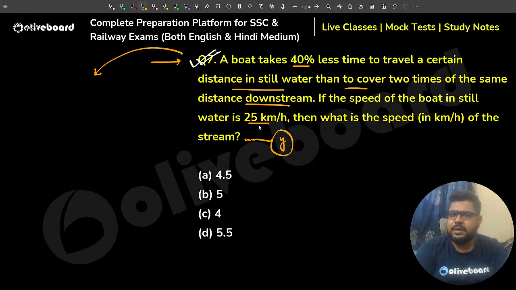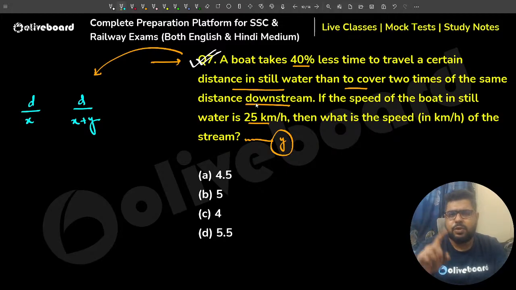Sir, again, if you don't want to use the conceptual shortcuts, you can say d by x, and d by downstream speed, or rather I can write x plus y. D is the certain distance. It takes 40% less time to travel the certain distance than this. Achha. So this is that time.